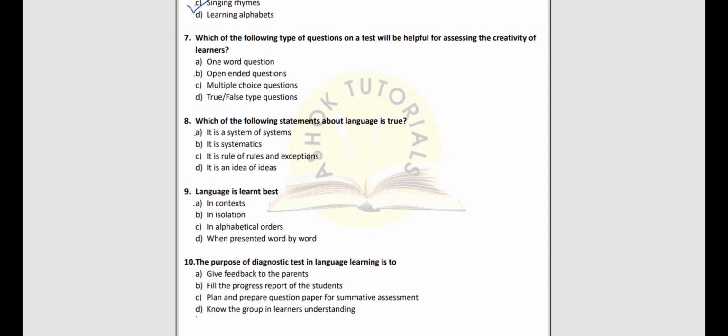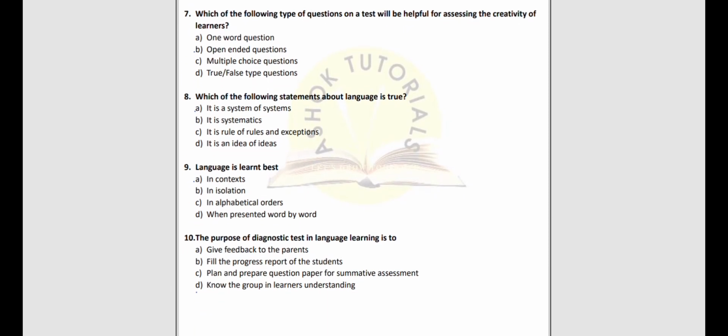Question number 7. Which of the following types of questions on a test will be helpful for assessing the creativity of the learner? One word question, open-ended questions, multiple choice question, or true false question. Creativity means the students will get the chance to write and express himself or herself. Which one do you think? Please pause the video and mark.